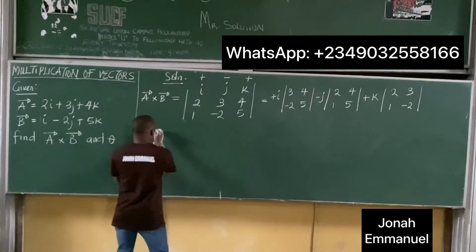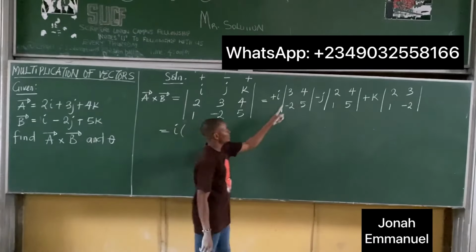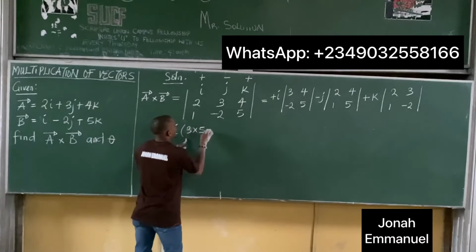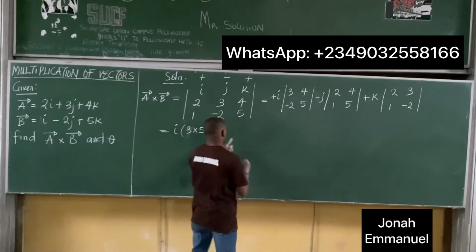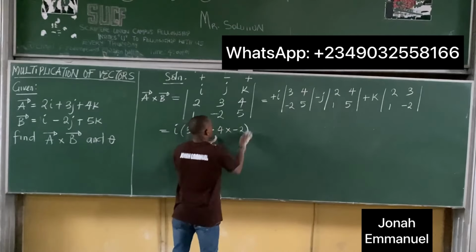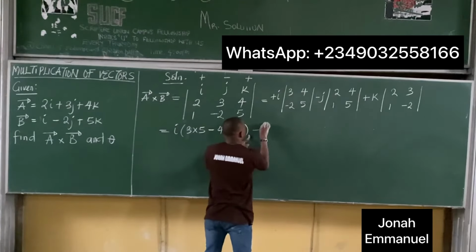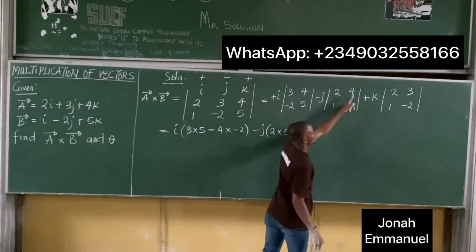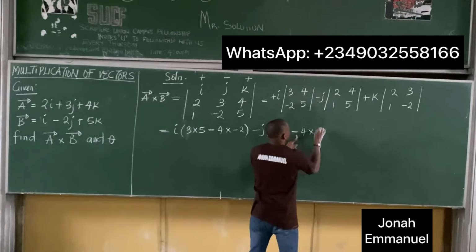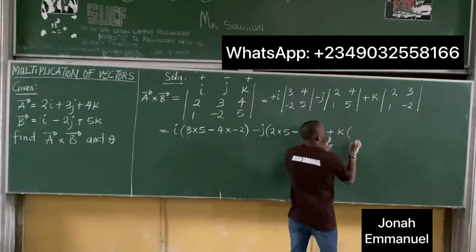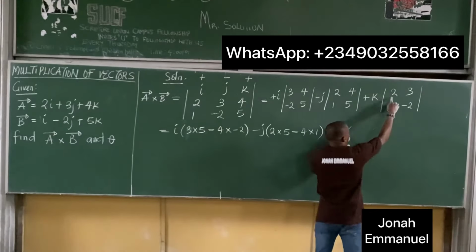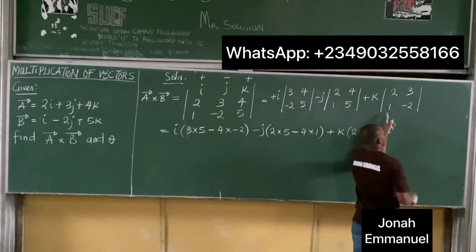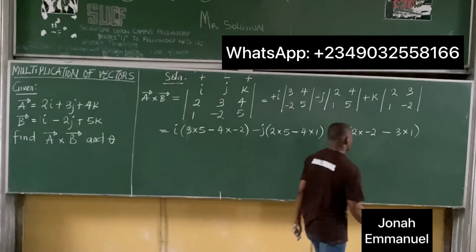So this is now equal to i into 3 times 5 minus 4 times minus 2, minus j into 2 times 5 minus 4 times 1, plus k into this times this, 2 times minus 2 minus 3 times 1.